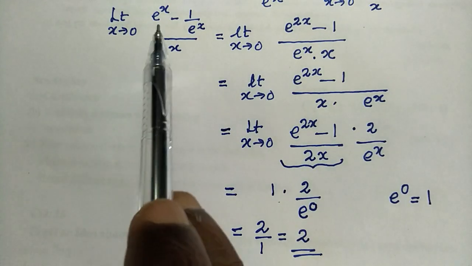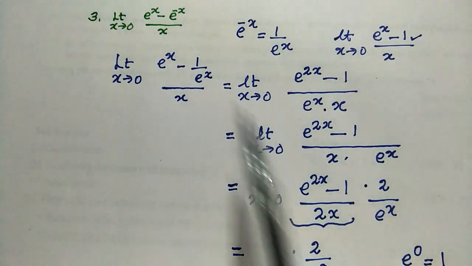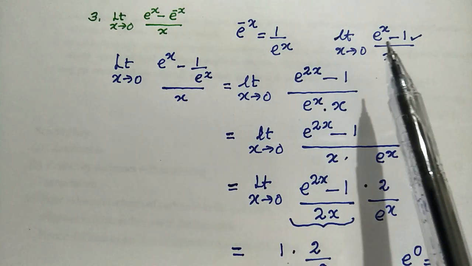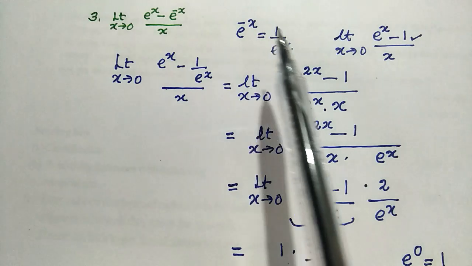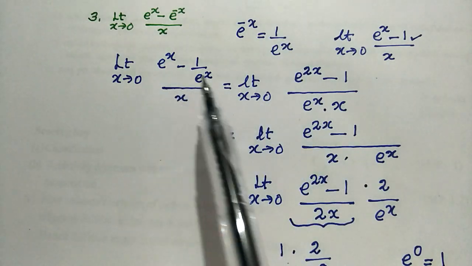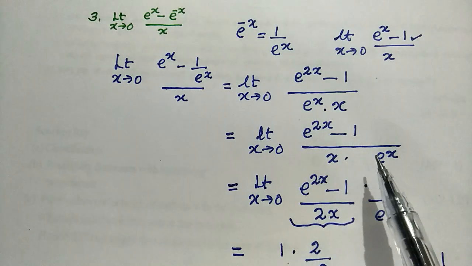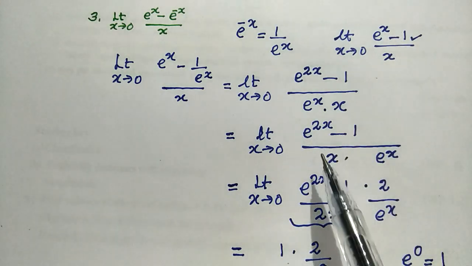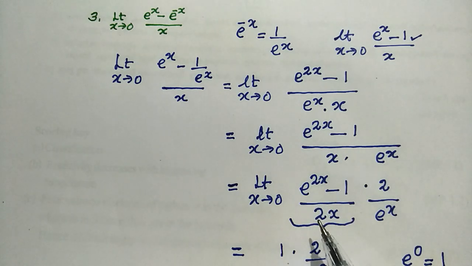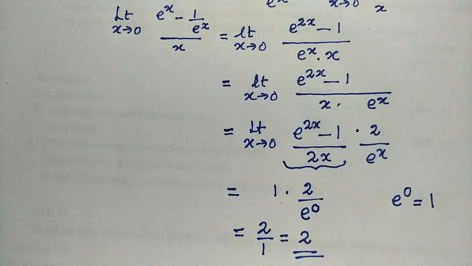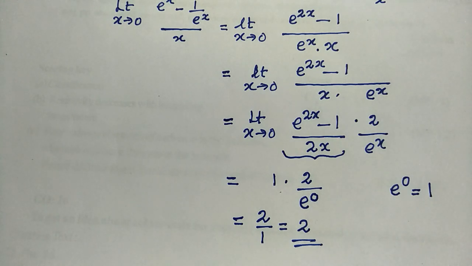Okay, I will explain again. (E raised to x minus e raised to negative x) by x. So when we match with the standard result, there should be 1. So e raised to negative x is equal to 1 by e raised to x. So finding the LCM, (e raised to 2x minus 1) by e raised to x into x, (e raised to 2x minus 1) by x. Move this e raised to x to the right side to get the standard result. So (e raised to 2x minus 1) by, there is no 2 in the denominator, so multiply it by 2. So this part will be 1 and 2 by e raised to 0, because the value of x is equal to 0, and you know e raised to 0 is equal to 1. So finally 2 by 1, that is equal to 2. We will do another question.